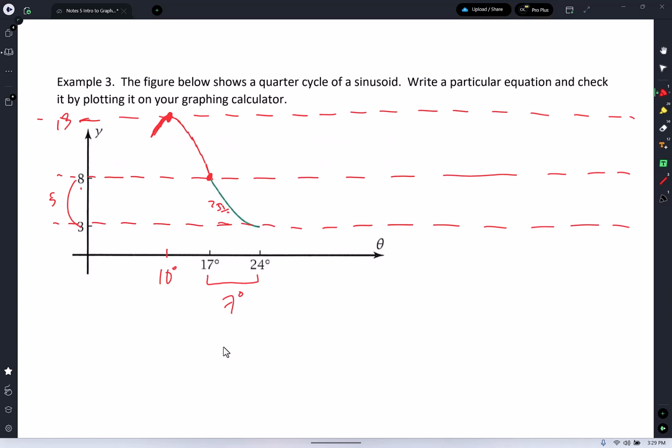Let's see. I'm going to go 24 plus 7. What's that? 31. So at 31, I'm going to put a little hash mark, 31 degrees. And I'm going to put a point at 31.8. So I'm going to start making it go up. See? And then 31, I'm going to add another 7. What's that? 38. And I'll put a 38. I'm going to put a point at a max.